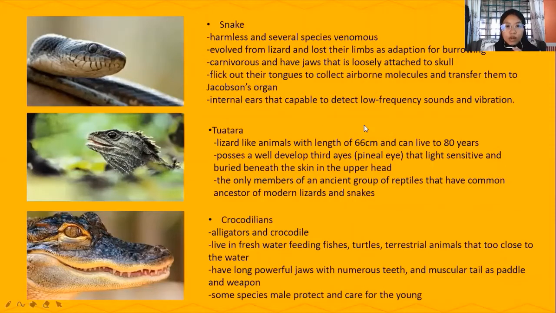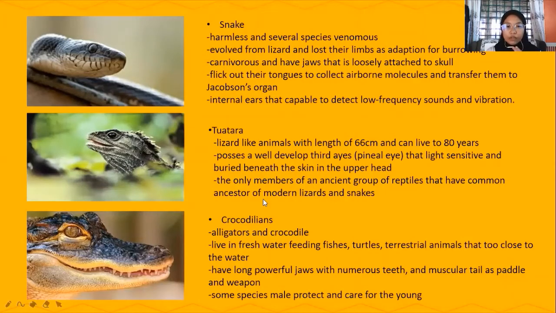Next is tuatara. Tuatara is a lizard-like animal with a length of 66 cm and can live up to 80 years. They possess a well-developed third eye, which is called the pineal eye, that is light sensitive and buried beneath the skin in the upper head. They are also the only member of an ancient group of reptiles that have a common ancestor of modern lizards and snakes. Next is crocodilians, which is alligator and crocodile.